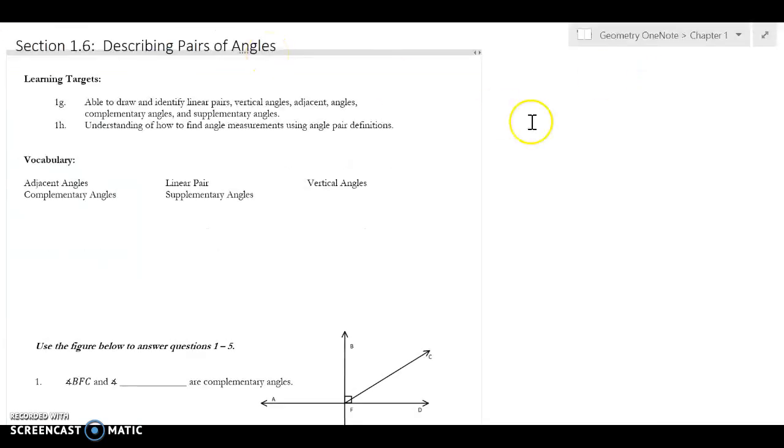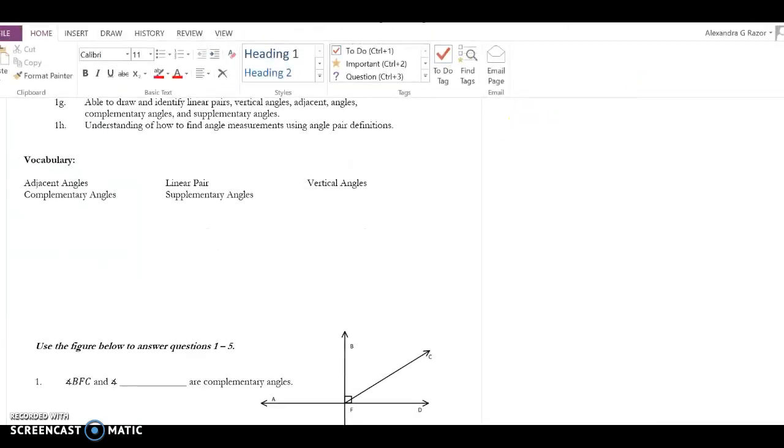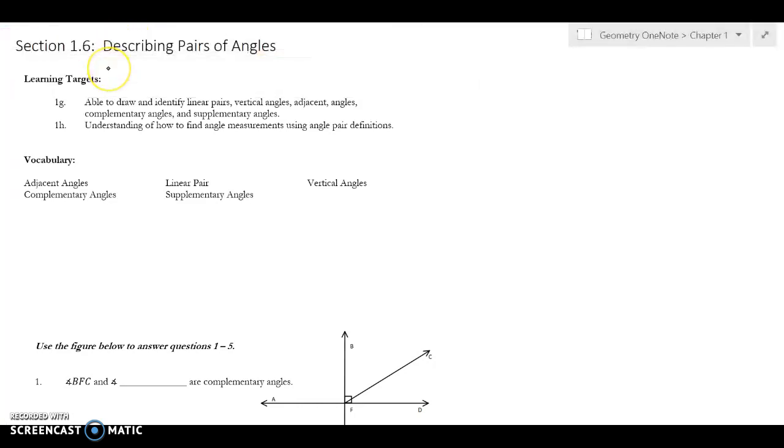All right, what we're working with today is describing angle pairs. And so first of all, let's just review some of our vocabulary. Adjacent means next to each other. So when angles are adjacent, they're next to each other. And what happens with adjacent angles is they share a common vertex, and they also have a common leg. So in order for it to be adjacent, they have to share a vertex and share a leg.